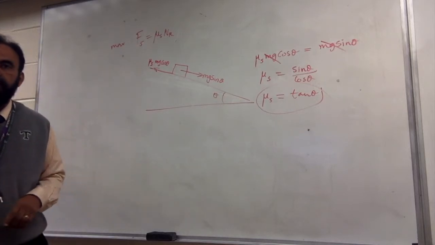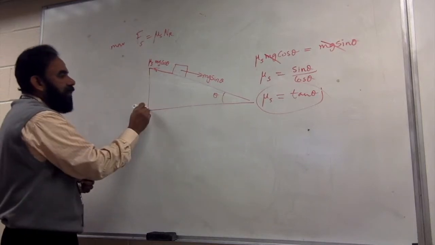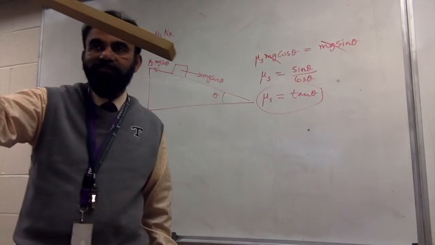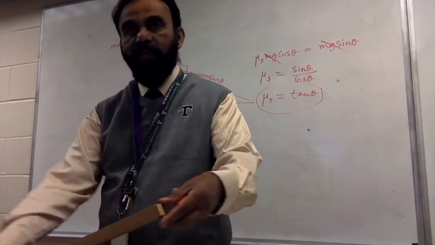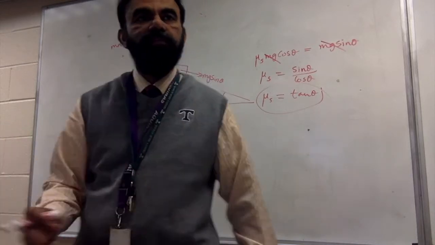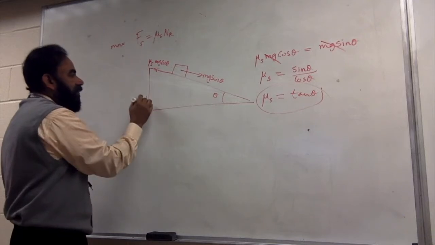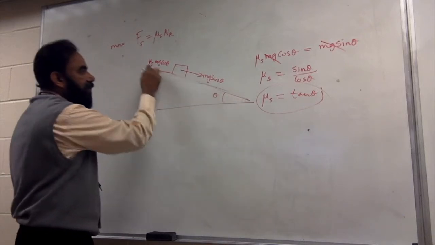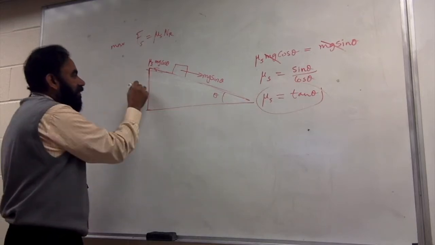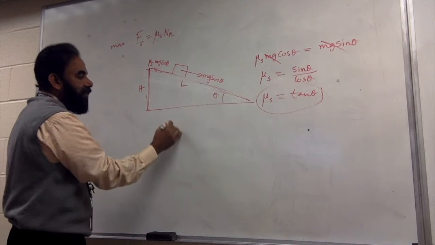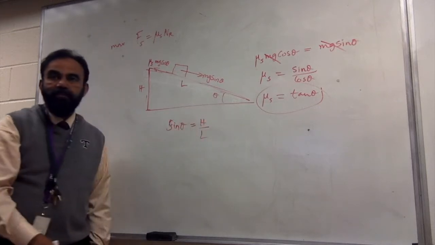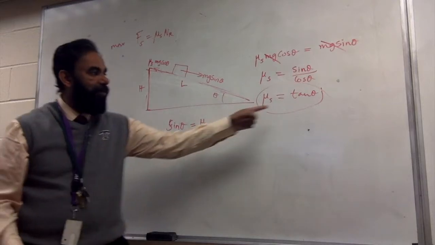Use a meter stick. Measure this side and measure this side, or you know the length of this thing. You know the length of this, and it is resting down there. So you know the length of it, and you know the height. What else do you need? If you know this height, and you know this length, how do you find the angle? What is sine theta? H over L. So you can figure out the angle, and then put it down here and find the tan of that angle.